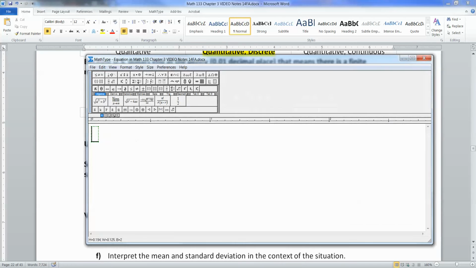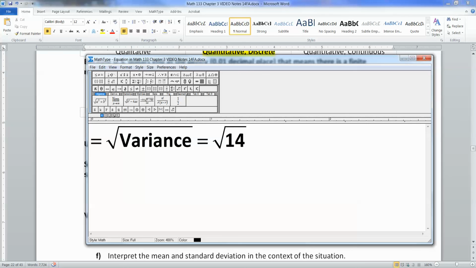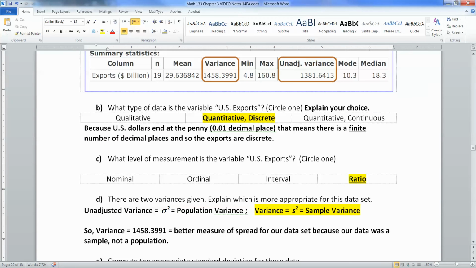is the square root of the variance. So that would be the square root of 1458.3991. Approximately. I mean, it's squiggly equals because this is rounded to 4 decimal places. So our answer will be approximately that. And let's go find it.